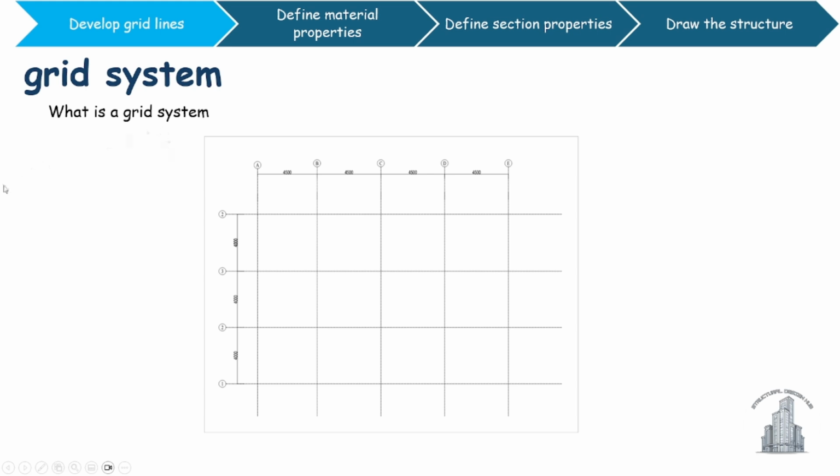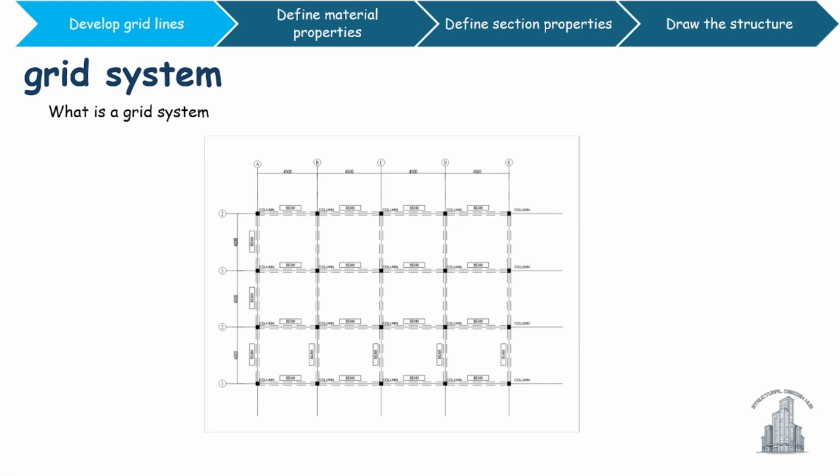What is a grid system? These grid systems are the foundation for building your structural model. They act as a reference framework for efficiently defining objects like beams, columns, walls, and slabs within your project. Usually, structural engineers define the structural grid systems, referring to architectural drawings, and use them to place structural elements. Structural and architectural grid systems can be slightly different.